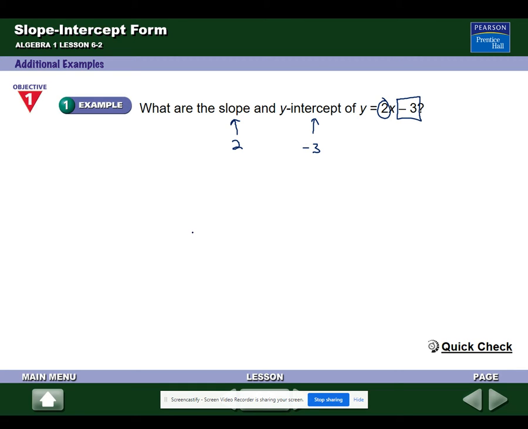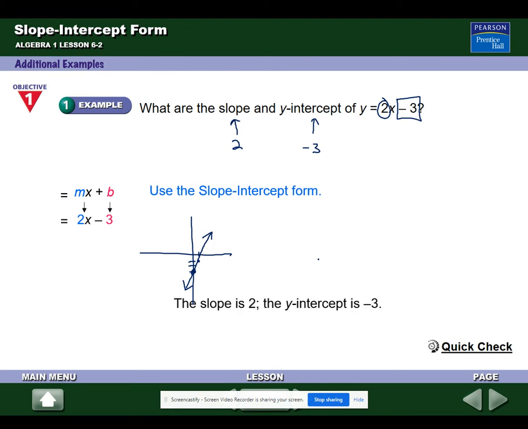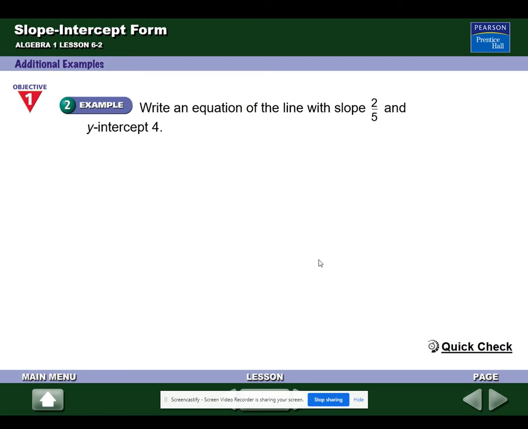That means that it would be crossing the y-axis at negative 3, and you could graph a slope of 2, something like this, and away you go. I'm sure we'll do that here in just a minute. The slope is 2, the y-intercept is negative 3.